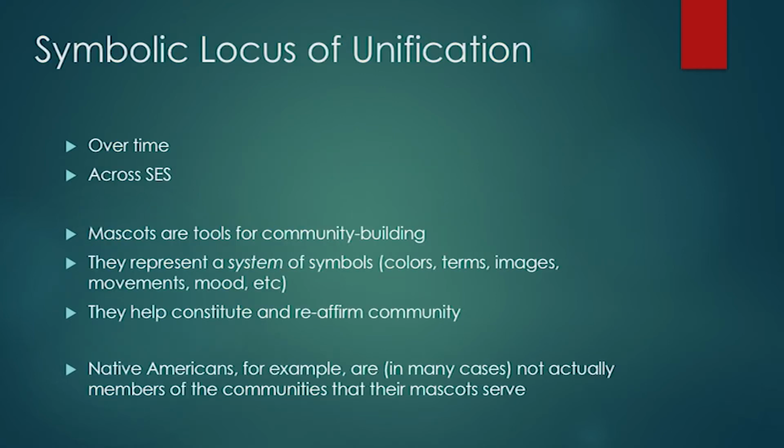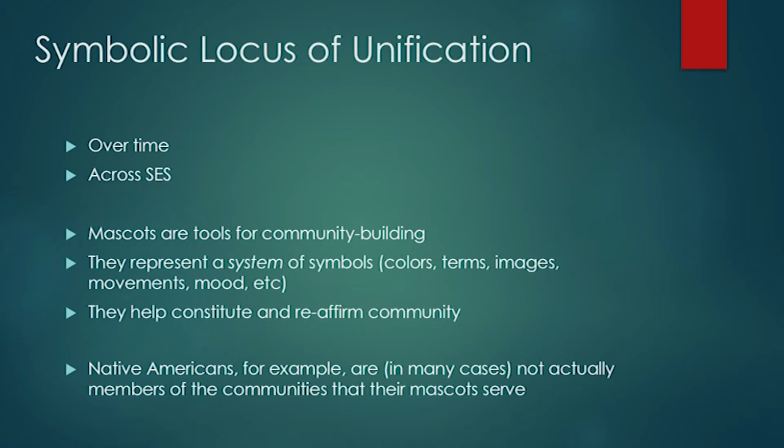So let's talk a little more about the role of symbols in sports. The reading talks about it as a symbolic locus of unification. It can bring people together, as a tool for community building that works over time and across all different levels of society: across socioeconomic status, across perhaps a region or even a nation. This is the community-building element of it.